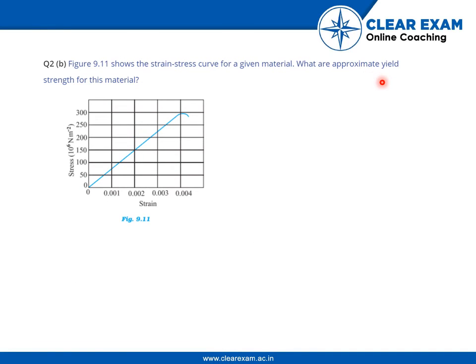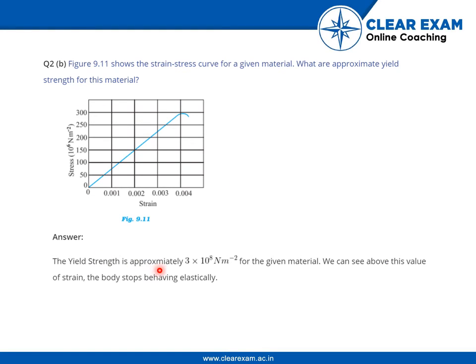What is the approximate yield strength for this material? The yield strength is approximately 3 x 10^8 Newton per meter square for the given material. We can see that above this value of strain, the body stops behaving elastically.